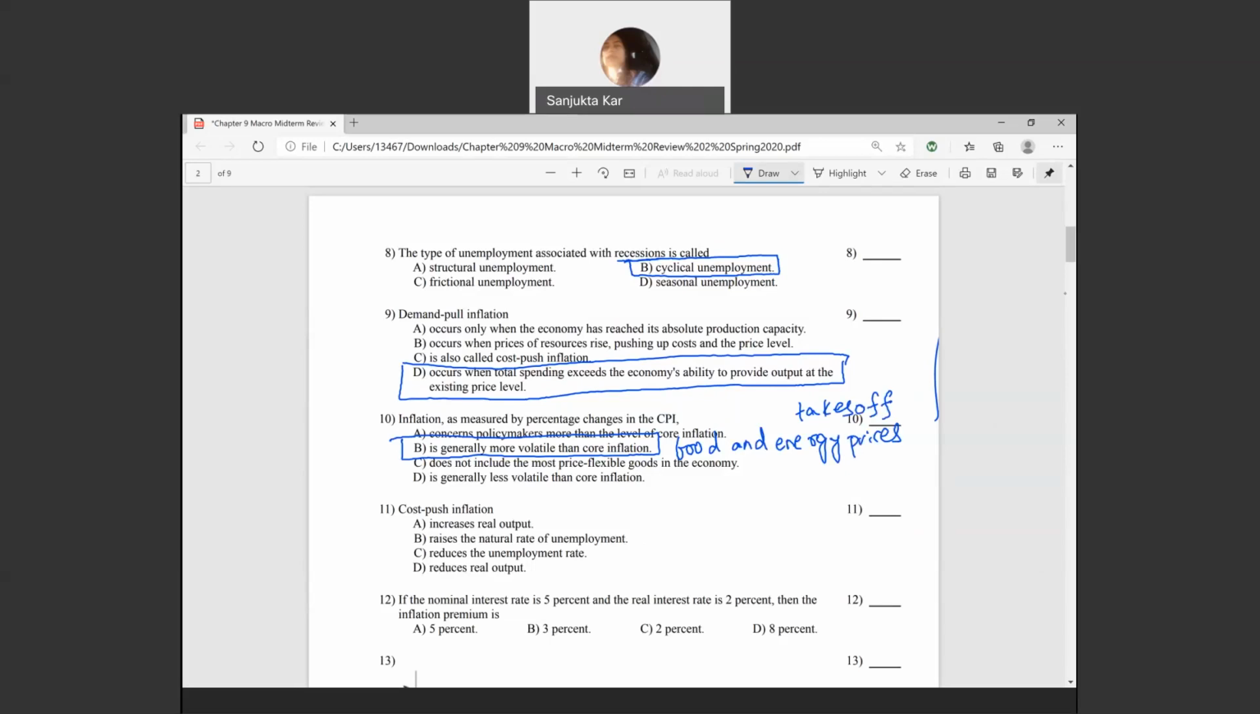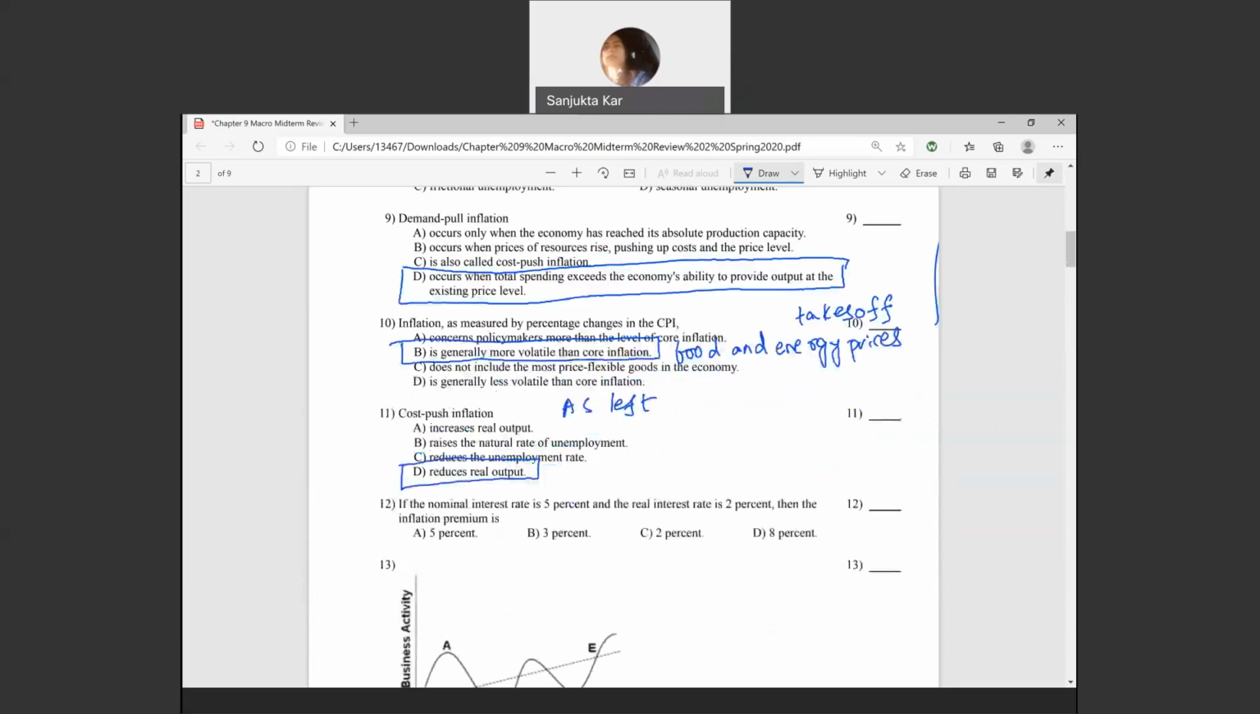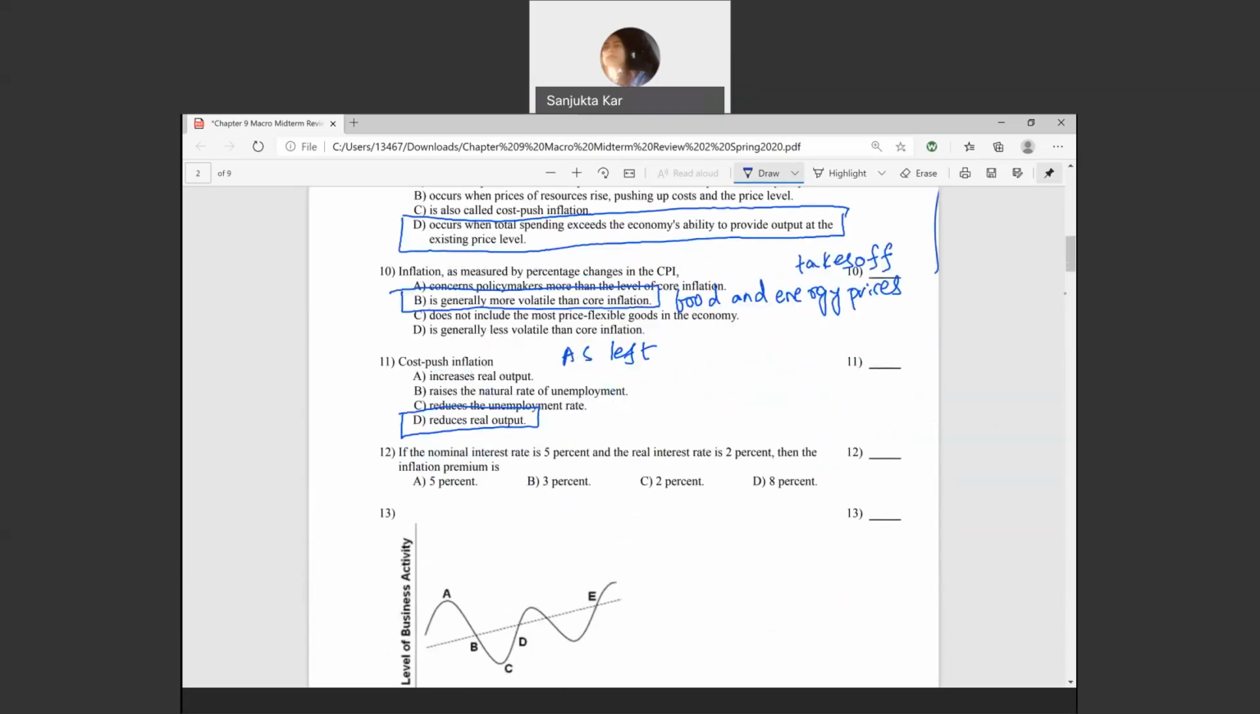Cost push inflation. This happens when aggregate supply curve shifts to the left. This is going to reduce the real output. All right, question number 12. Nominal interest rate is 5%. Real interest rate is 2%. The inflation premium is going to be 3%. So this is going to be 5% minus 2%. This is equal to the inflation premium.